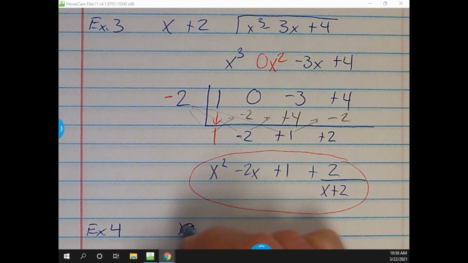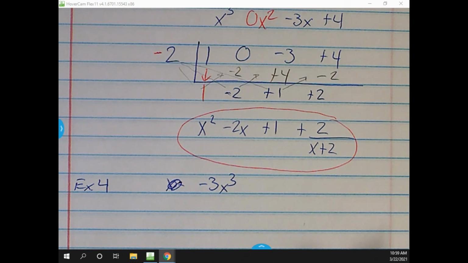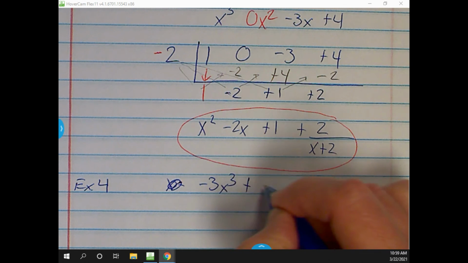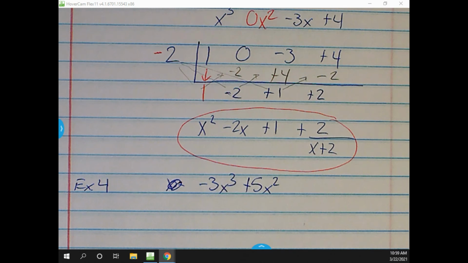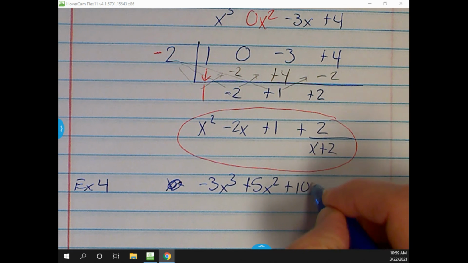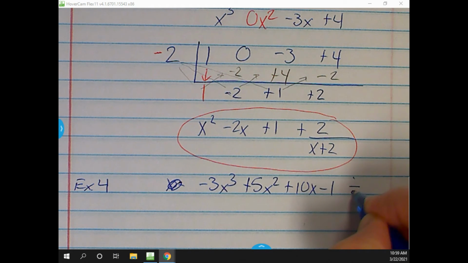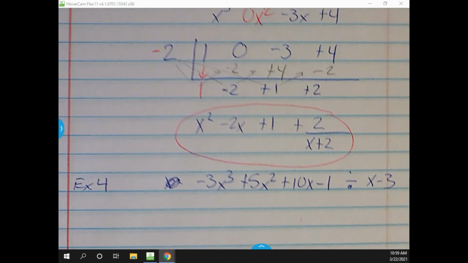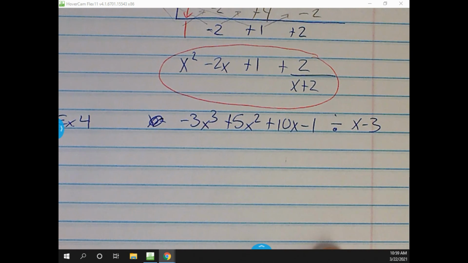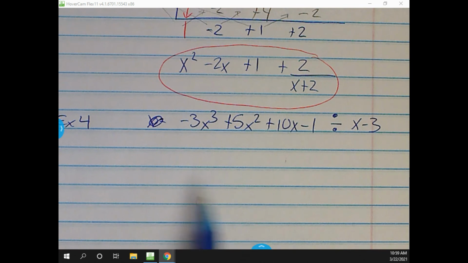Because some of these, actually, I'll show it this way. Some of the problems when they write these out to you, it may be like this, where it's -3x to the third plus 5x squared plus 10x minus 1, and then divided by x minus 3. So when you get these problems, it may look something like that, but just realize it's still a division problem. It's just this thing divided by this thing.